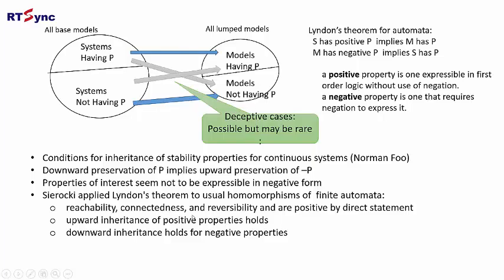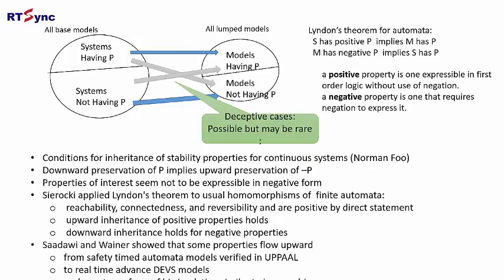So, if a model has a property of reachability, then it does reflect truly that the system has that property as well. However, downward inheritance holds for negative properties. But as we've seen, negative properties or properties of interest typically are not expressible in negative form.